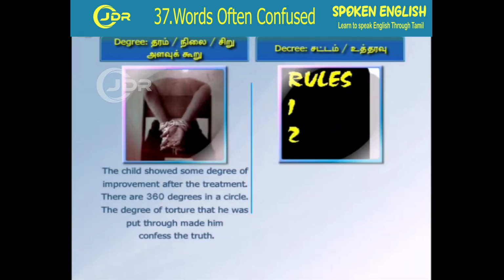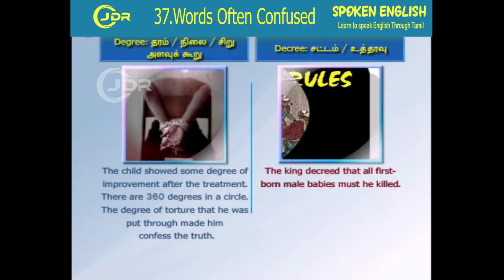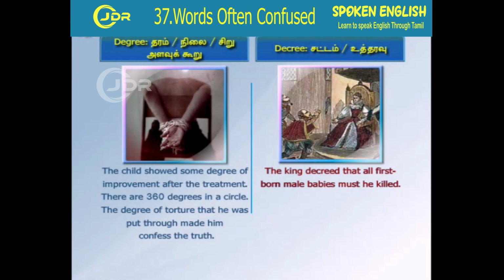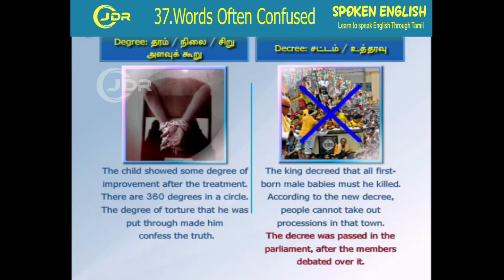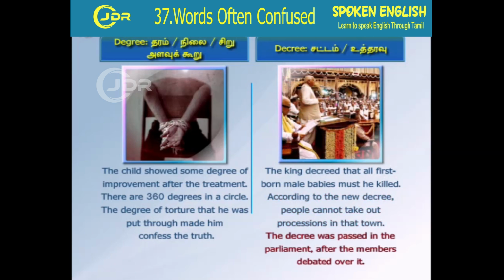Decree. The king decreed that all firstborn male babies must be killed. According to the new decree, people cannot take out processions in that town. The decree was passed in the parliament after the members debated over it.